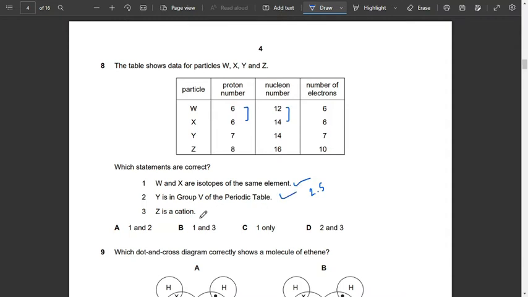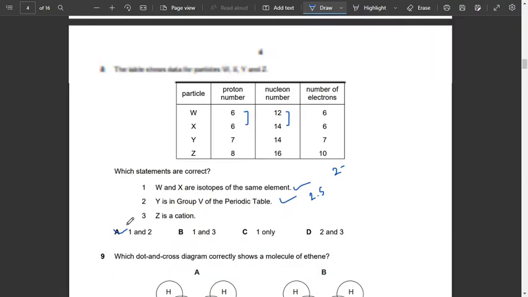And then moving on to part 3, Z is a cation. Let's look at Z. If we look at Z, we have 8 protons and 10 electrons. That means it has a charge of 2 minus. That makes it an anion, not a cation. So for that, the answer must be A, 1 and 2.